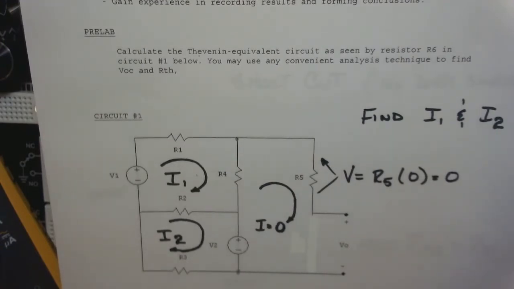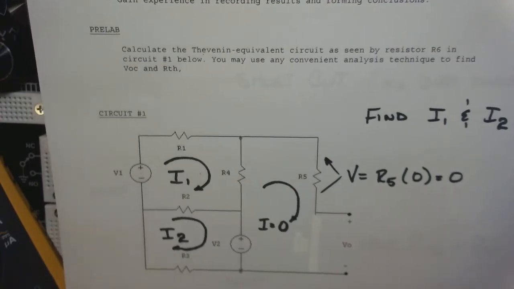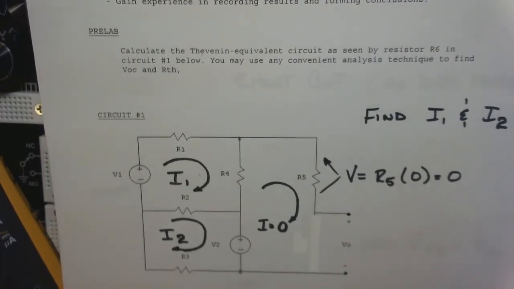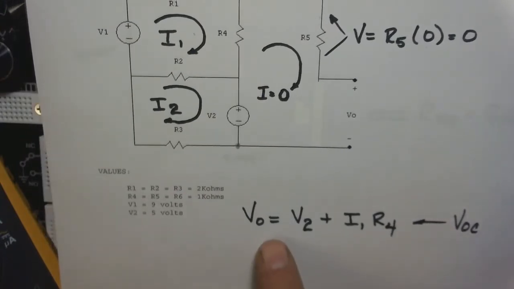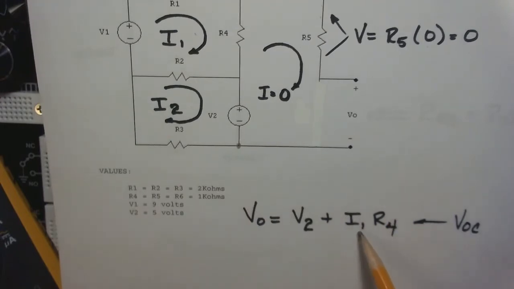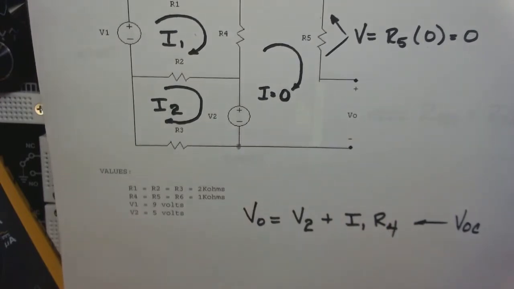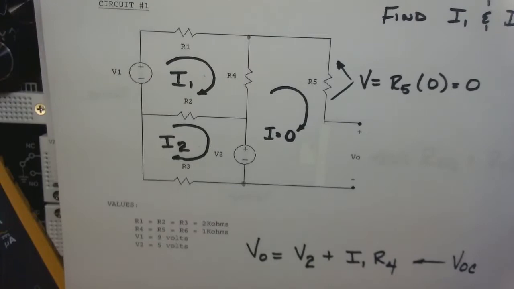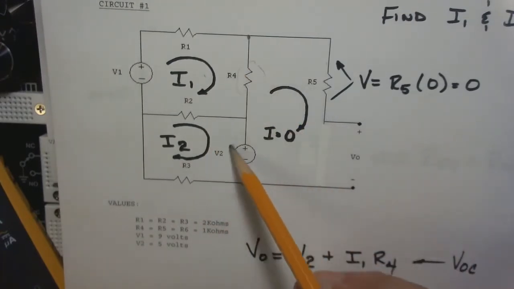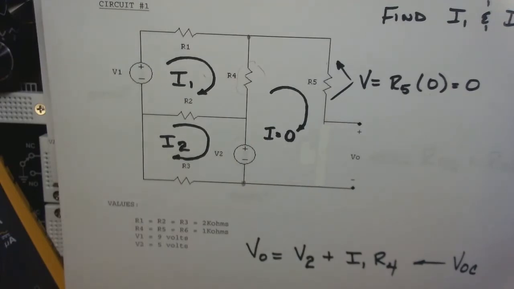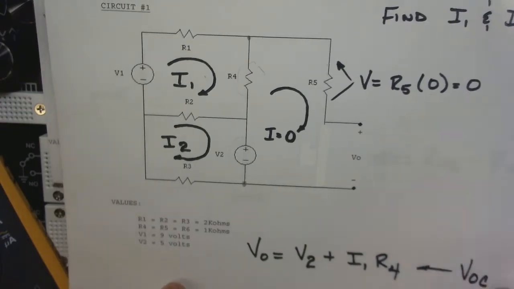Okay, and I've put this in formula here. So you could say that your V naught or your V open circuit is going to be V2, whatever this source is, plus I1 times R4. So this current here, I1 times R4. So the voltage across there plus the voltage across there gives you your V open circuit. So with that, I would encourage you to stop and to figure that out.